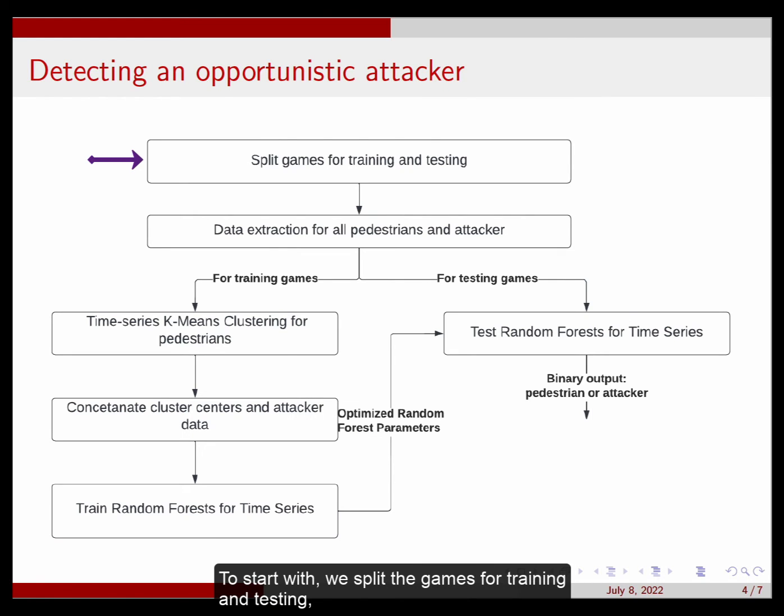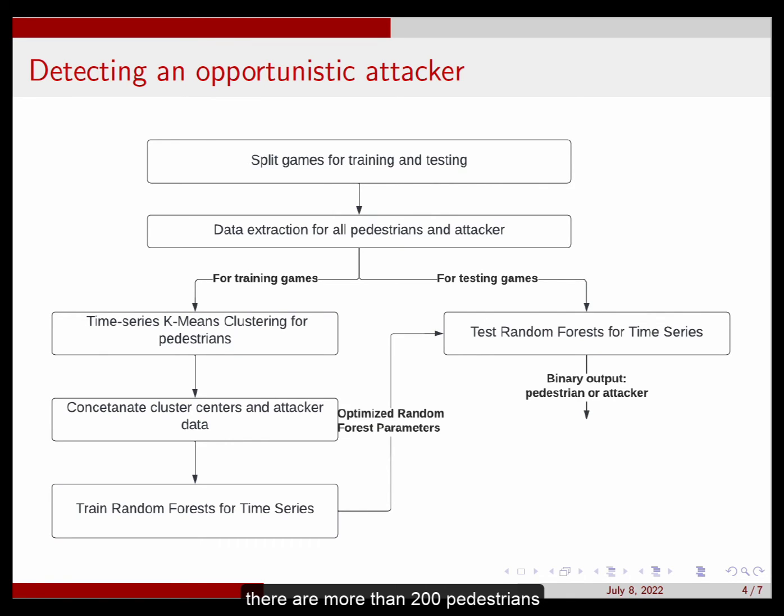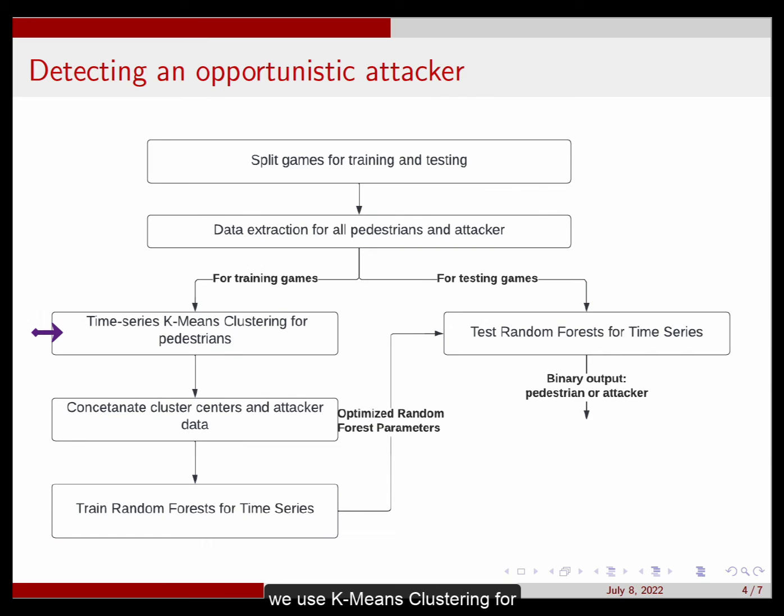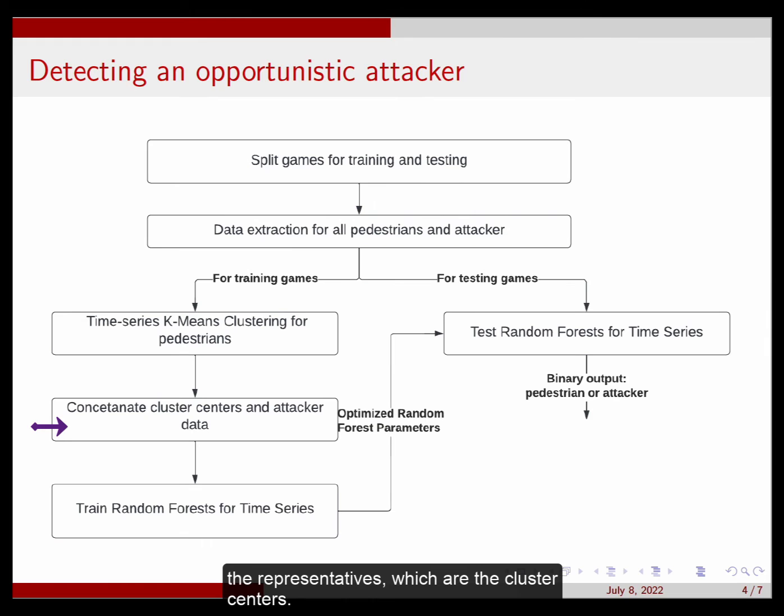To start with, we split the games for training and testing, and for each game in the training and testing sample, we extract all the features for all pedestrians and the attacker. An important challenge is that for one attacker in a game, there are more than 200 pedestrians in each game, so the classification data is highly imbalanced. To avoid the dominance of pedestrians in the classification model, we use k-means clustering for the time series trajectory data for pedestrians. Instead of the pedestrian data, we use pedestrian representatives, which are the cluster centers.